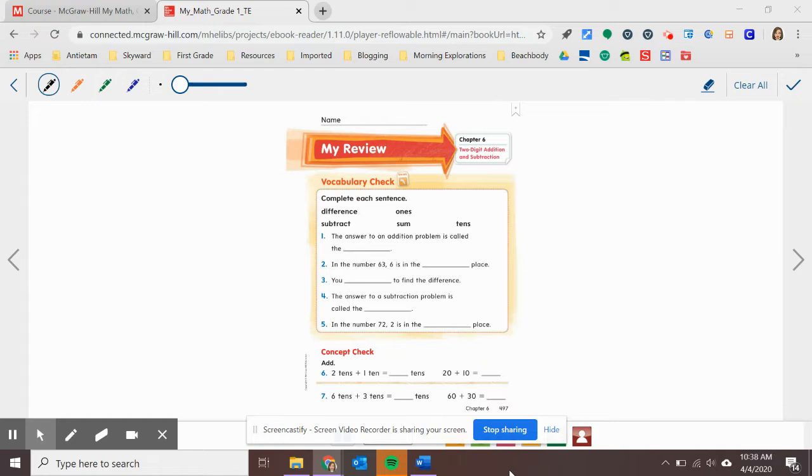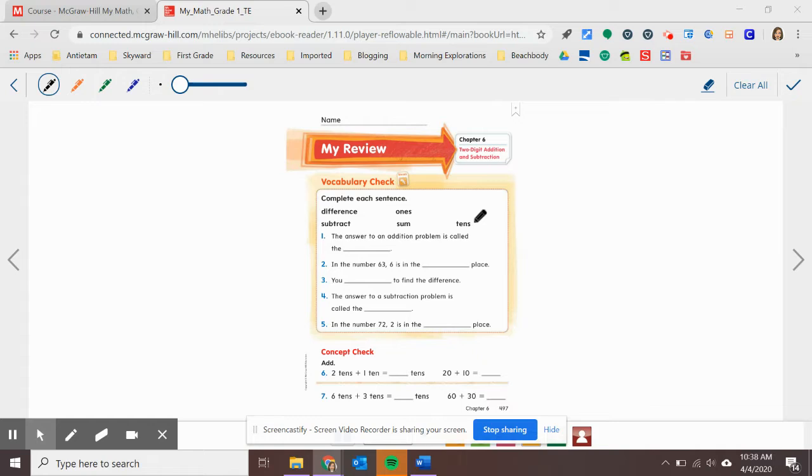So we're going to start by reviewing some vocabulary today. We're going to start with number 1. And first, I'm going to read you the choices for the words that we're going to be reviewing. The first word is difference, ones, subtract, sum, and tens. So those are going to be all of your choices as we read through these sentences. Think about which one makes the most sense.